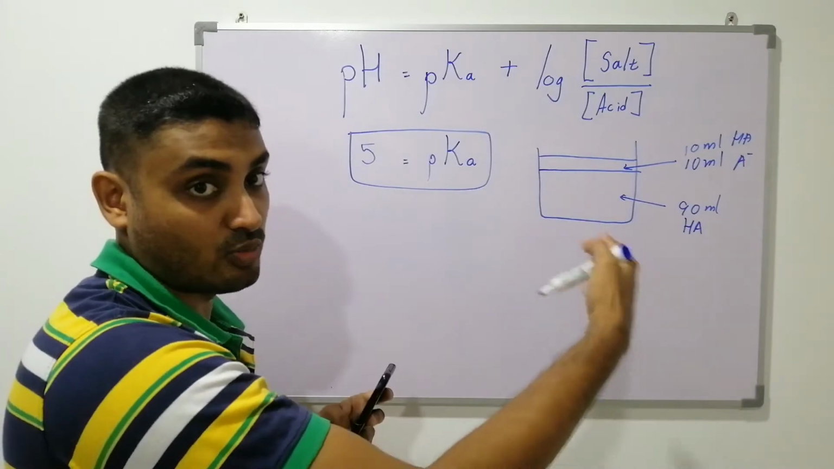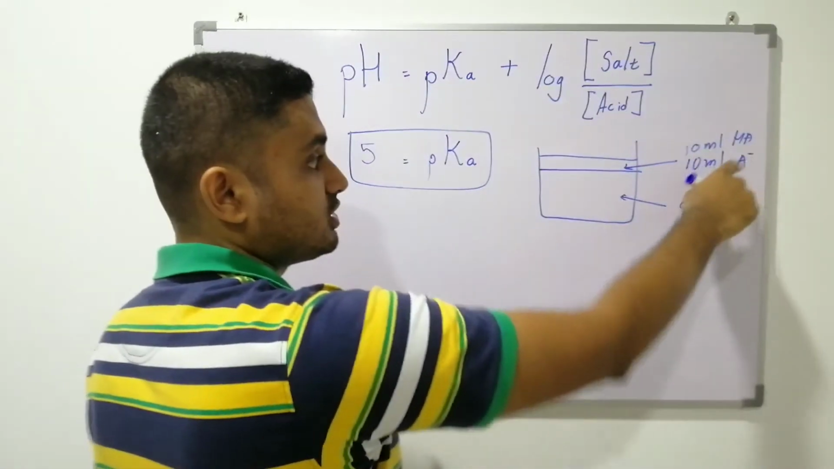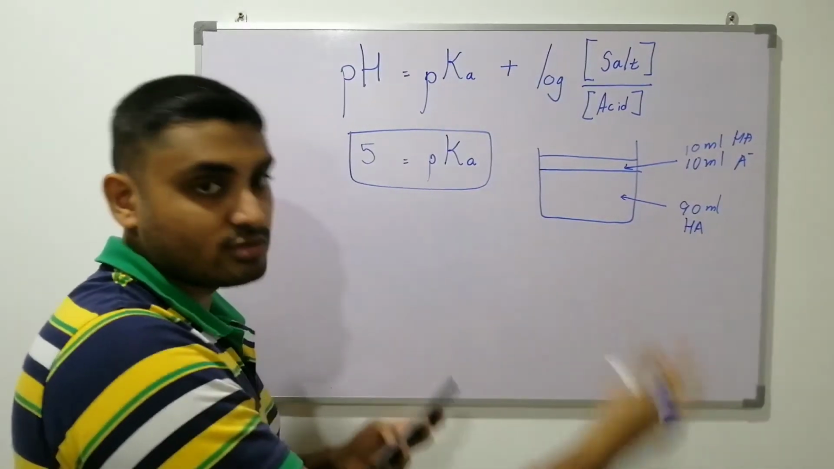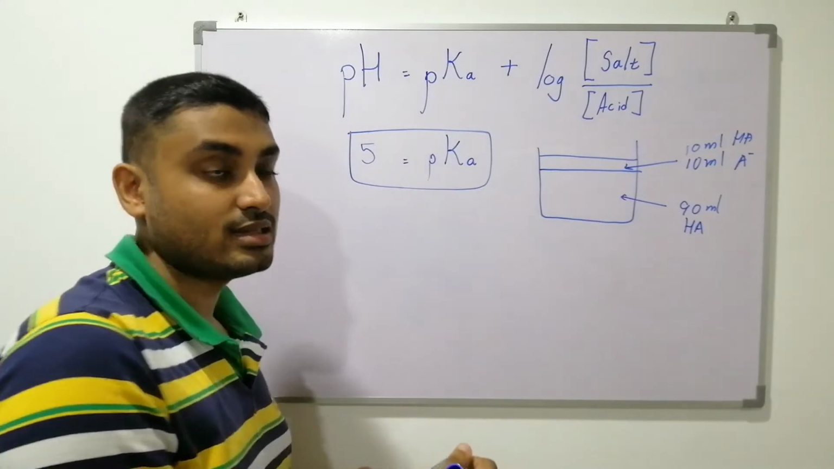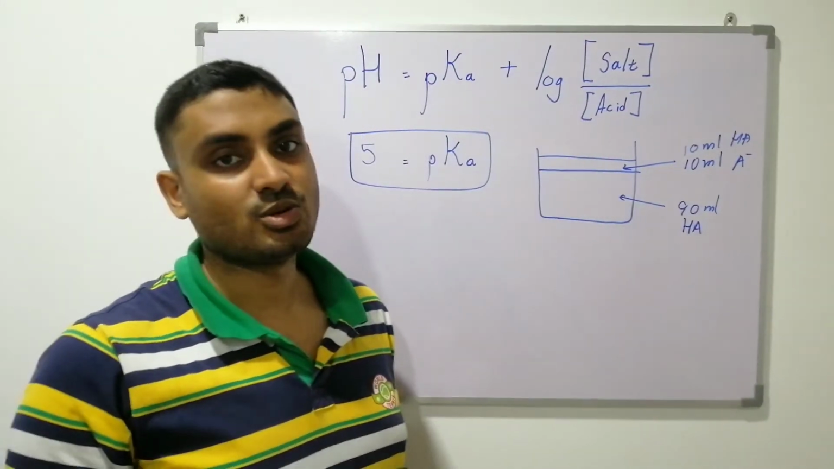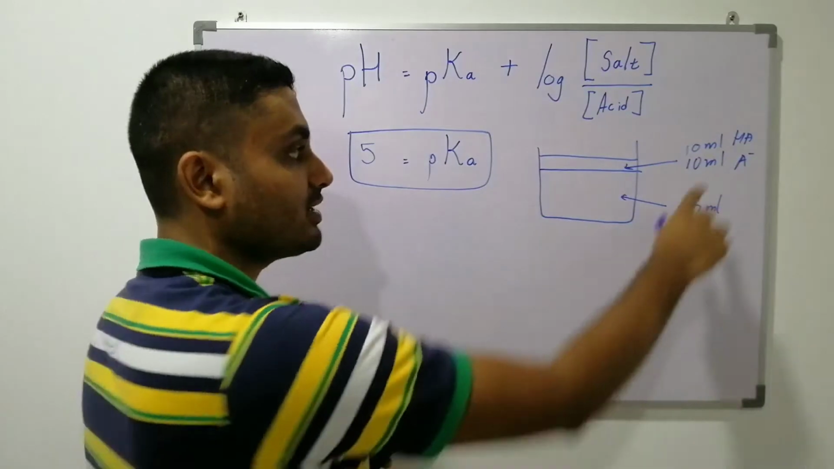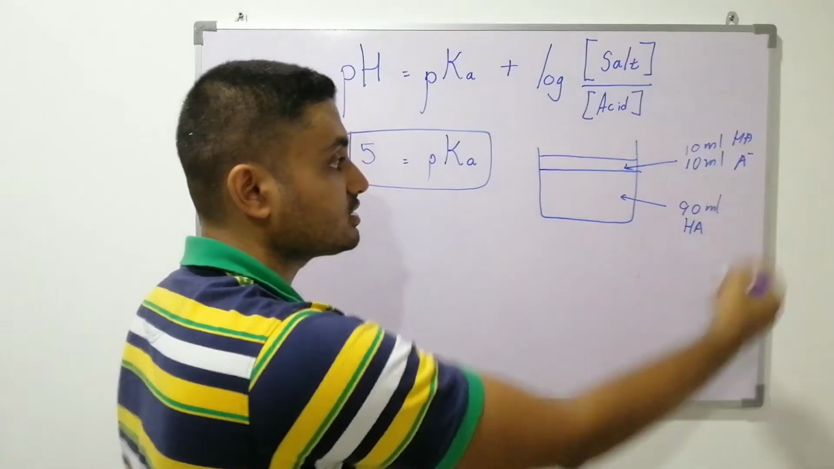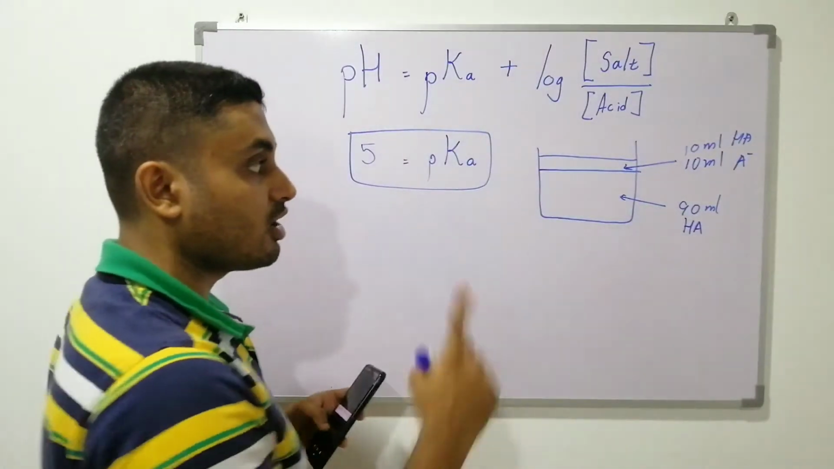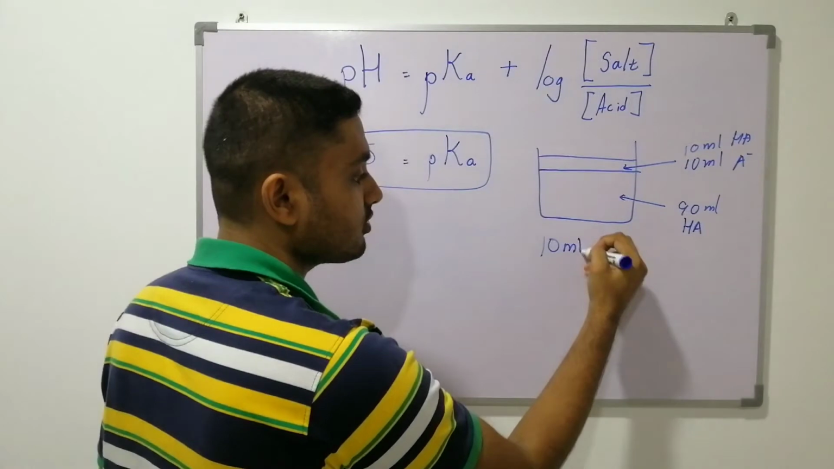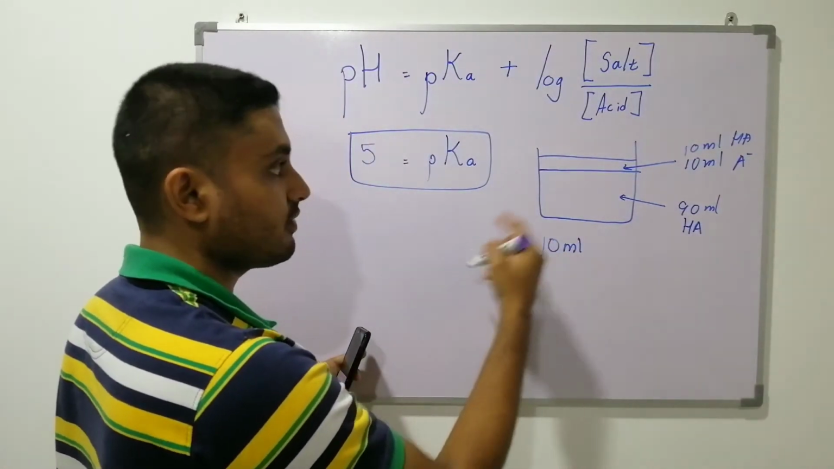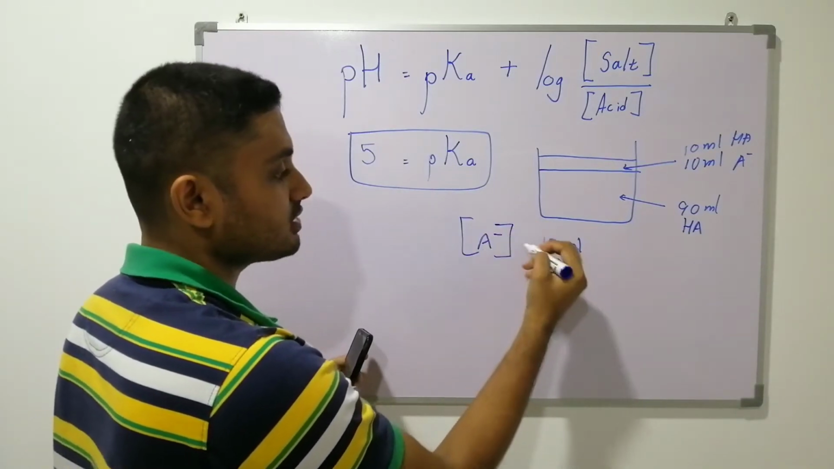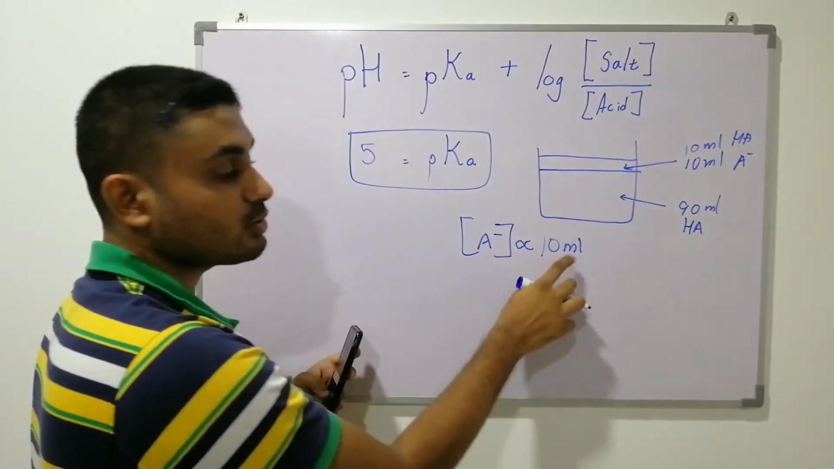This is the normal nomenclature. You write the monobasic acid as HA, and the sodium salt of that monobasic acid, NaA, you can write as A minus. So here 10 milliliters of HA, 10 milliliters of A minus, and 90 milliliters of HA. So this whole thing contains how much? The A minus concentration is proportional to 10 milliliters.